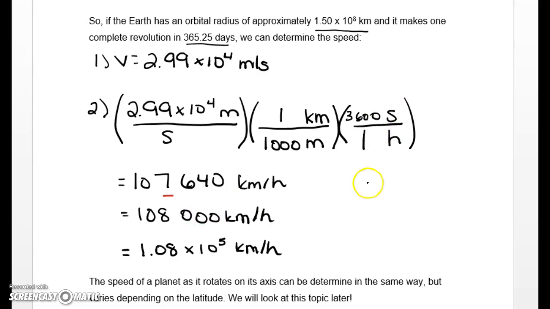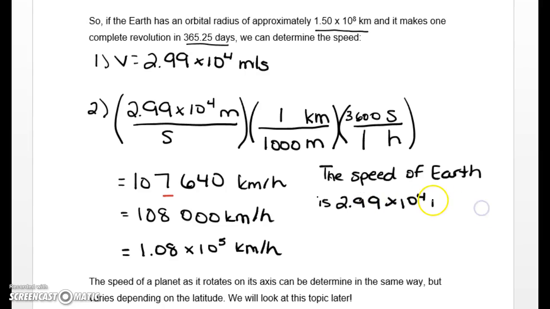So now that we're all done here, we can finish off this question by writing a sentence. We can say the speed of Earth is 2.99 times 10 to the 4 meters per second, or 1.08 times 10 to the 5 kilometers per hour.